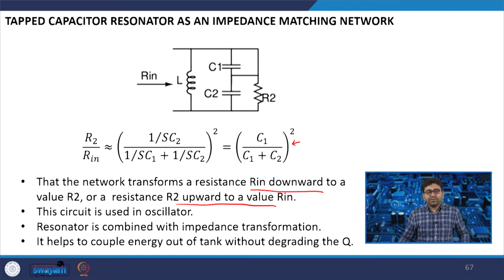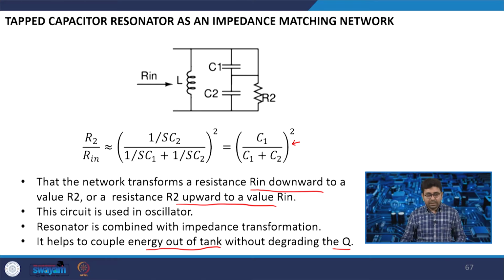This circuit is widely used in oscillators and resonators because the resonator and impedance matching are combined, mostly in the Colpitts kind of oscillator. It helps to couple energy out of the tank without degrading the quality factor Q. So, this is the basic idea of the tapped capacitor resonator.